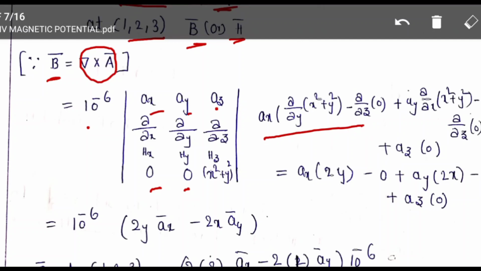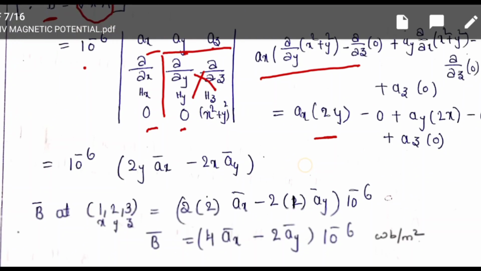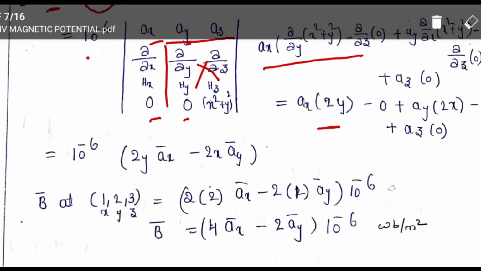By doing this, the magnitude of this determinant, we are calculating the magnitude. How to calculate magnitude, I already told you: by taking one row and one column, then we have to multiply this and this. After getting this, it will be 10 power minus 6 (2yax minus 2xay). Therefore we have to calculate b bar at (1, 2, 3).